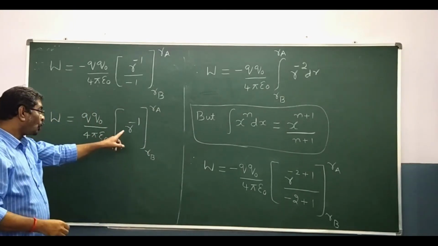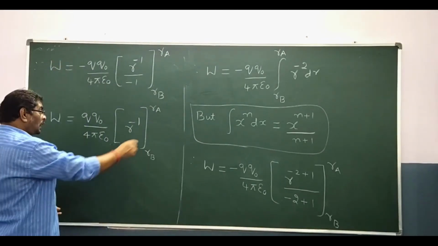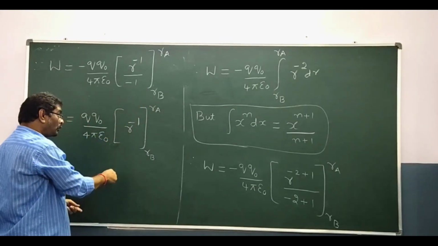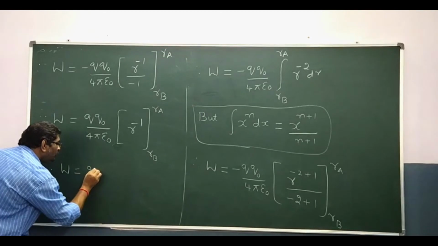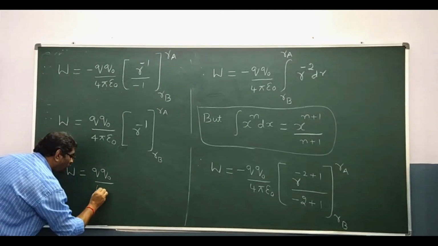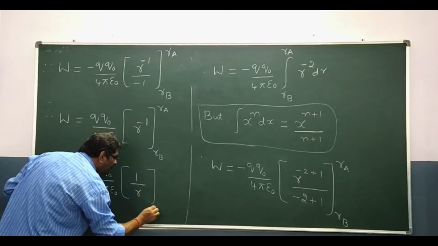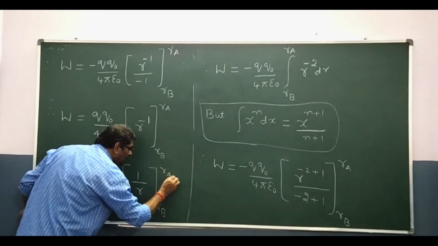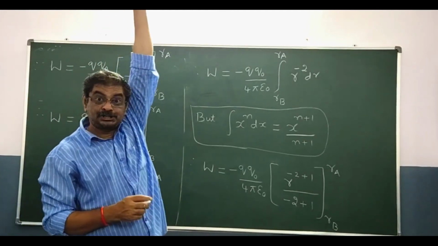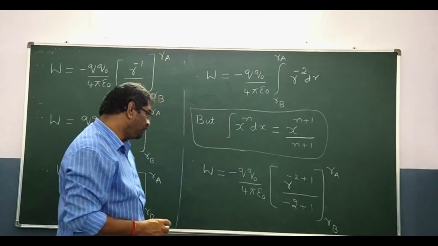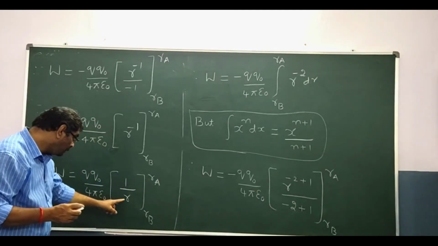Now R power minus 1 can be brought to the denominator. So therefore the work done will be numerically equal to Q naught divided by 4 pi epsilon naught, multiplied by 1 by R from RB to RA. Now what will be our final job? Substitute the limit of integration in place of R.